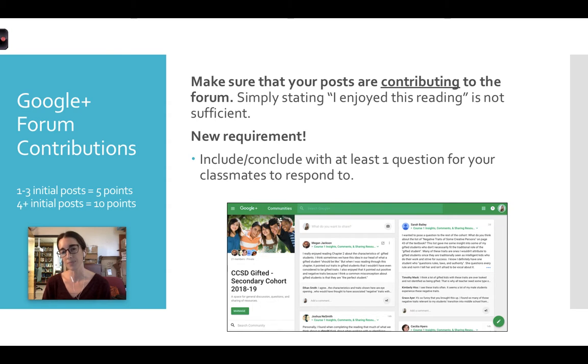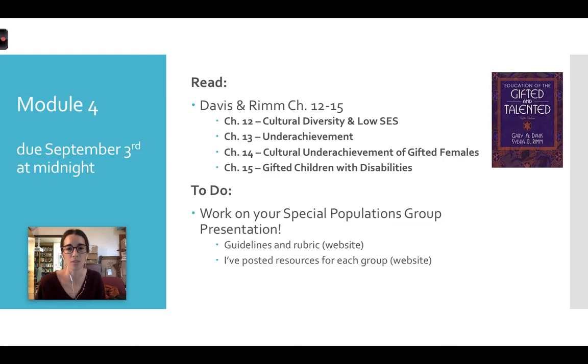Just a reminder that over the course of Course 1, how many initial posts you create matters. If you create and post 1 to 3 initial posts, you get 5 points. With 4 or more initial posts, you'll get the full 10 points, and that will go on your final level of achievement report for reaching proficiency with this class.